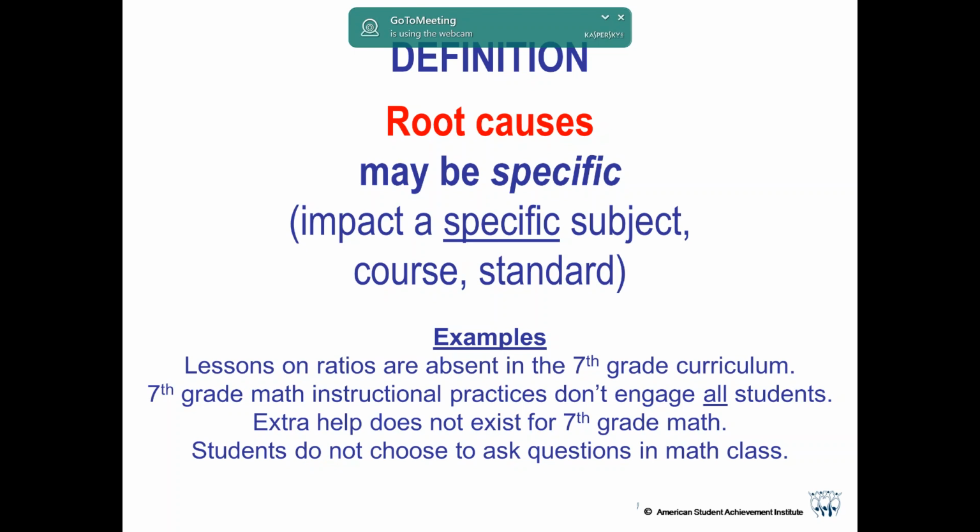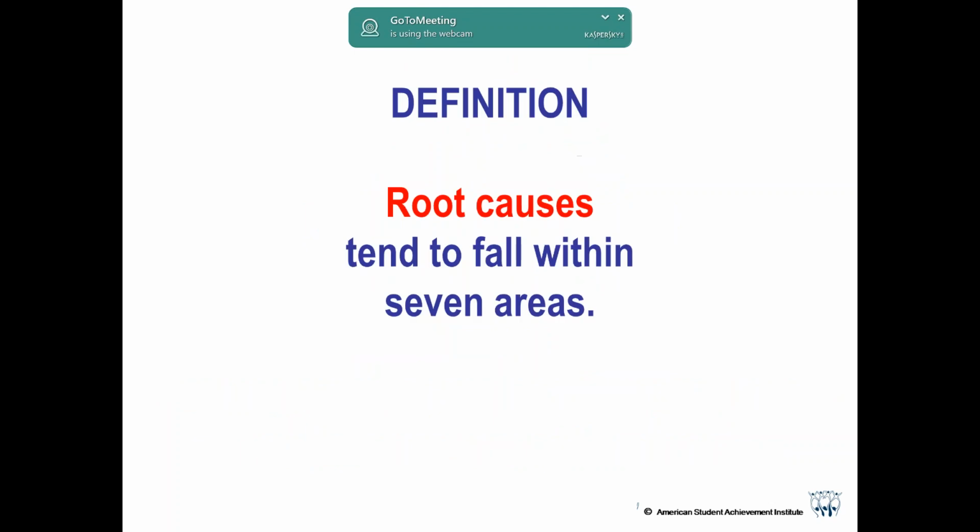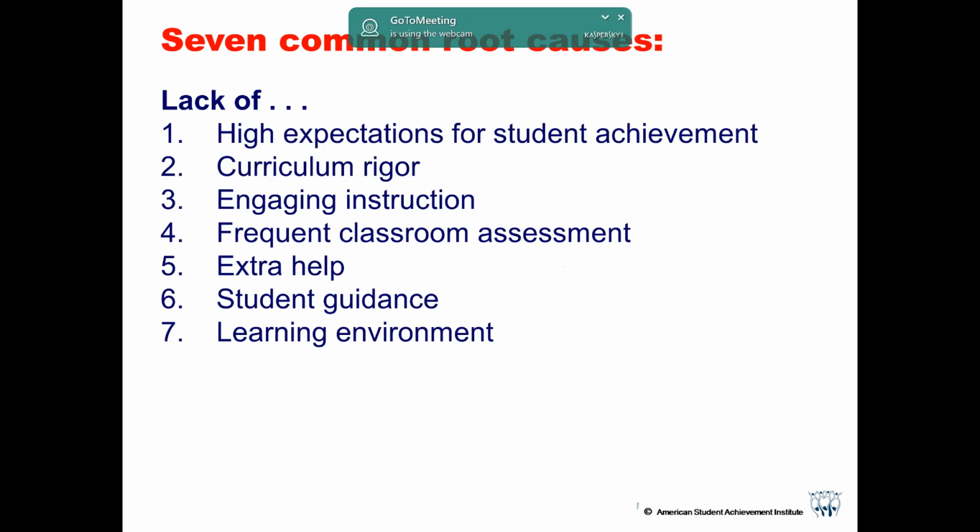So we want to look at very general root causes, and then we also want to look at very specific root causes. So root causes tend to fall within 7 areas. We call these the ASA elements of high-achieving schools.